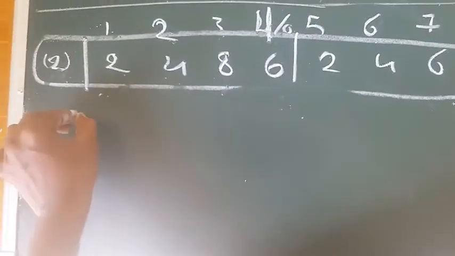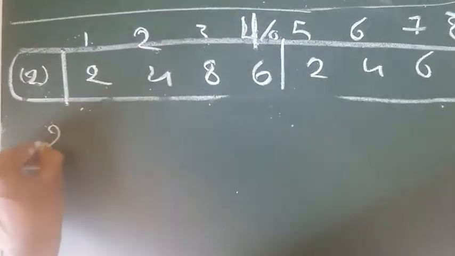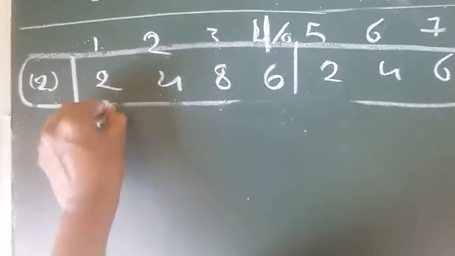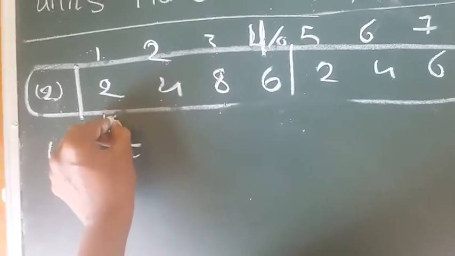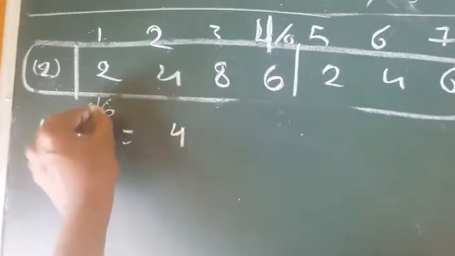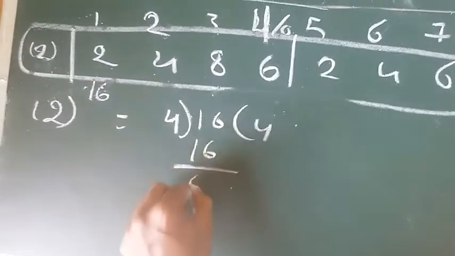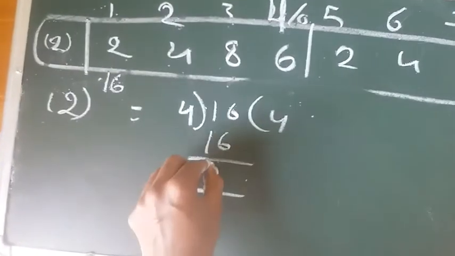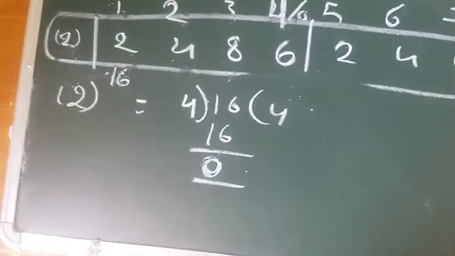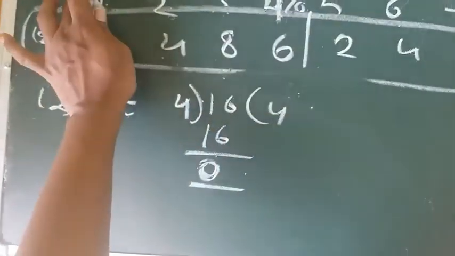Now let us calculate how to find the units place of 2 power n. Let us take one example. 2 power 16. Here the power is 16 and the cycle is repeating for every 4 numbers. Let us divide this power with 4. 4 4s are 16. Remainder is 0. Consider remainder is 0. Here the power is 1, 2, 3, 4. We don't have 0 in the powers.